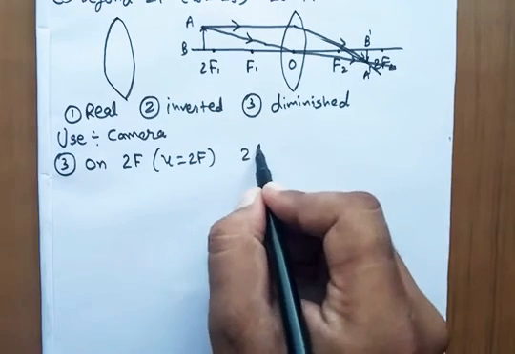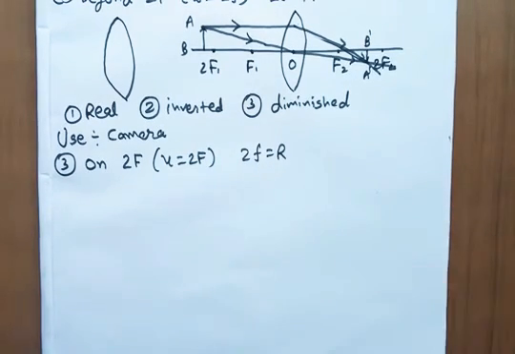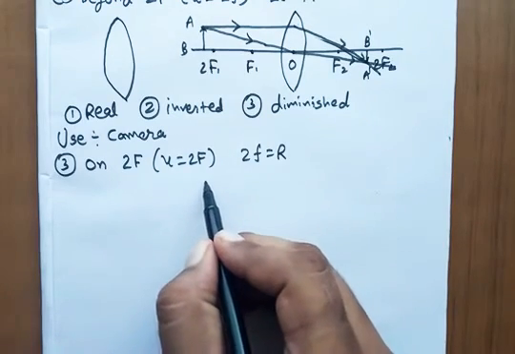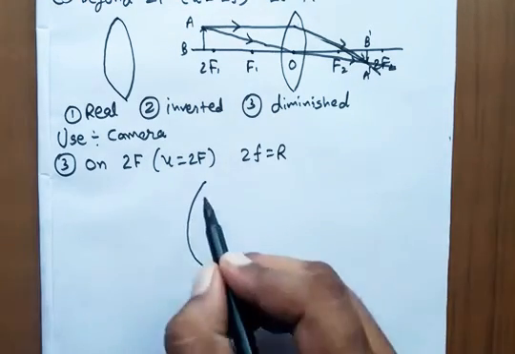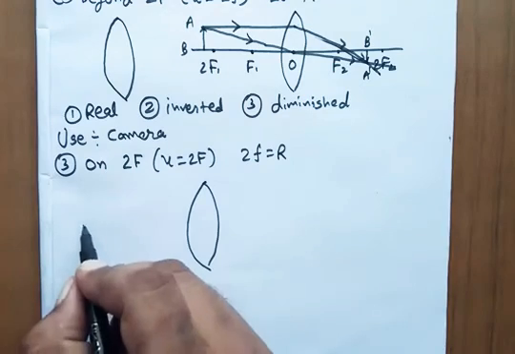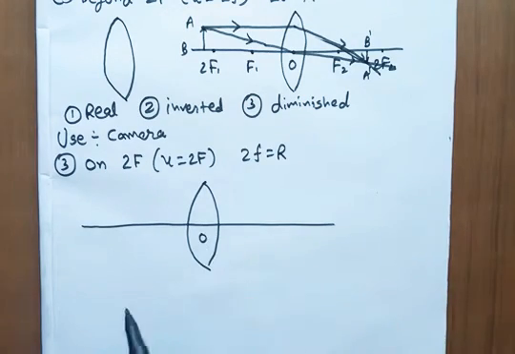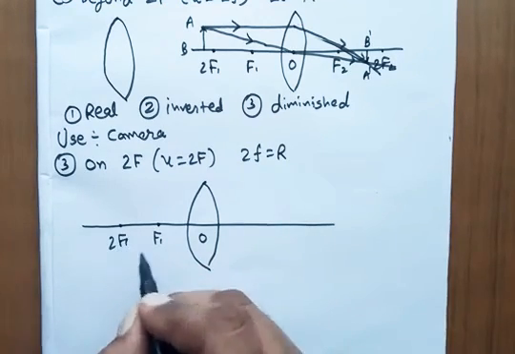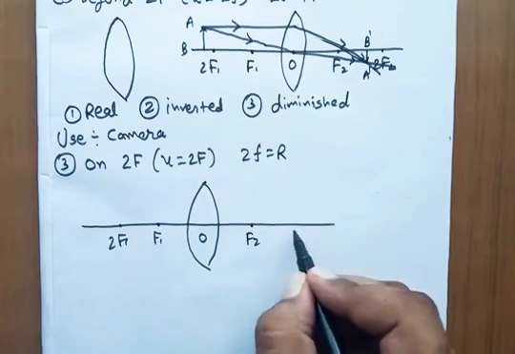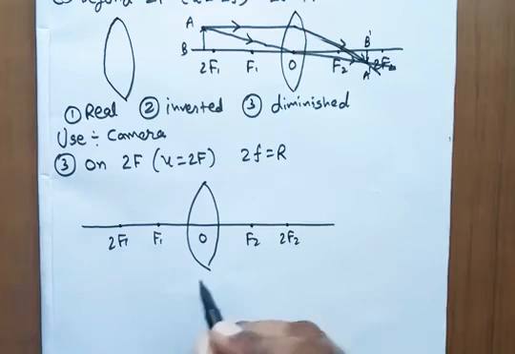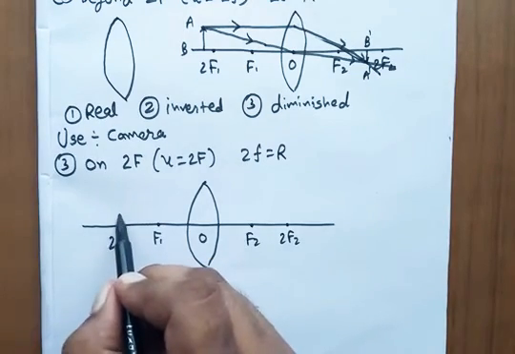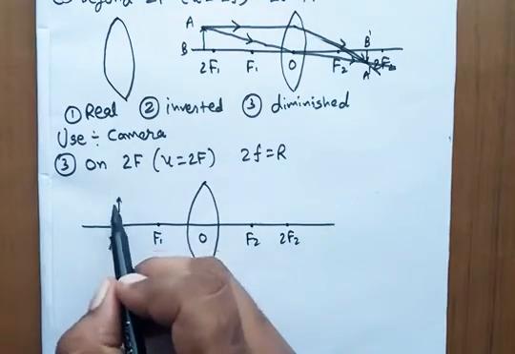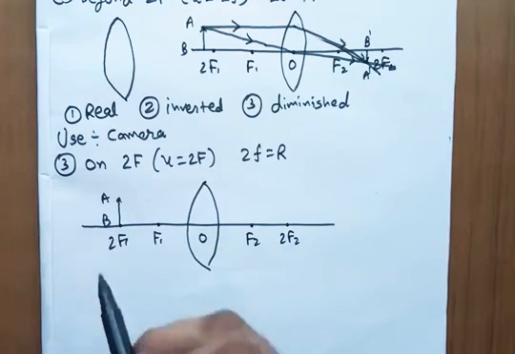Again I can write that 2f is equal to our radius of curvature. Okay, so in this classification again I am drawing one lens. The principal axis will be there. Here f1, this is 2f1, here it will be f2, and this is 2f2. Okay, now I'm putting the object on 2f1. Clear? I'm writing their names A and B.